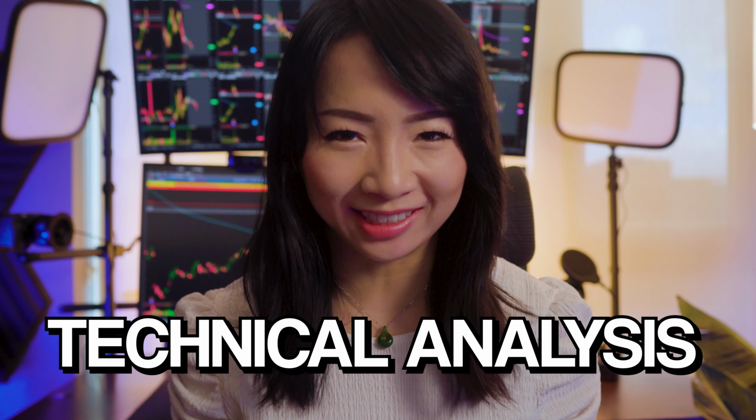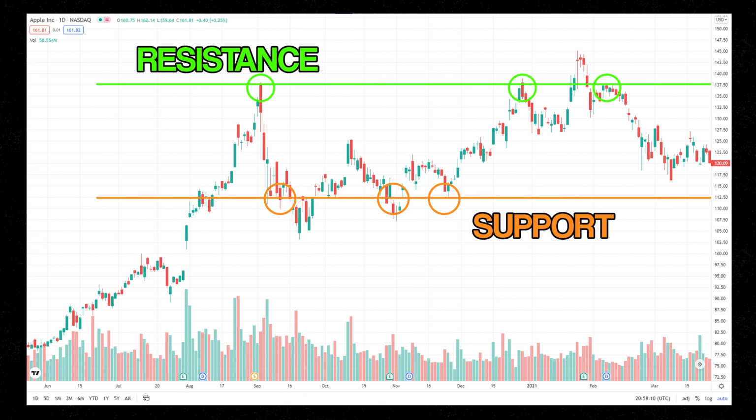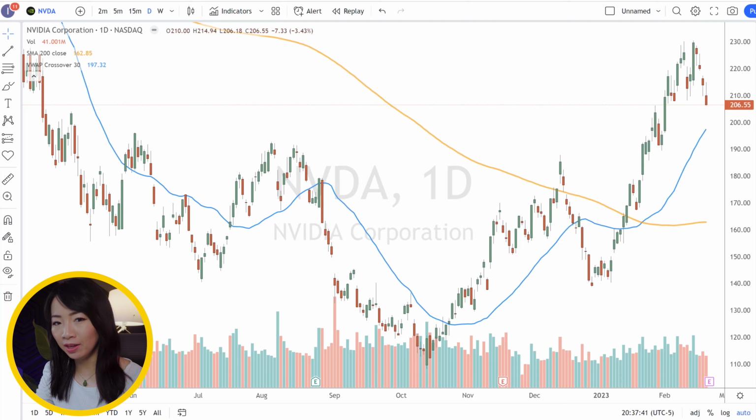Learning technical analysis, you cannot complete learning technical analysis without understanding support and resistance levels when charting. So that's what we're going to start with, on our TradingView platform over here, looking at the stock NVIDIA.